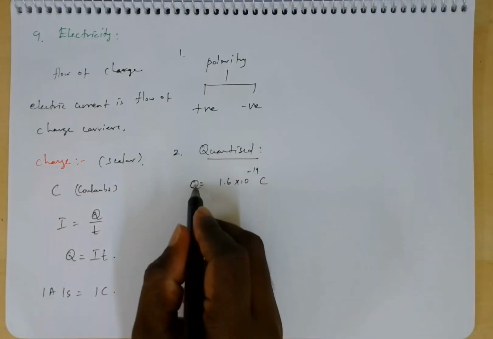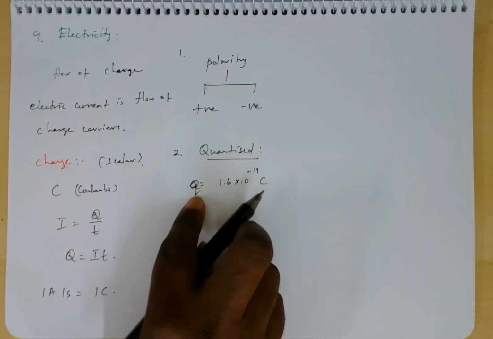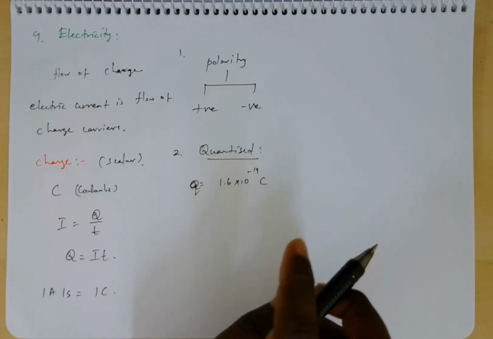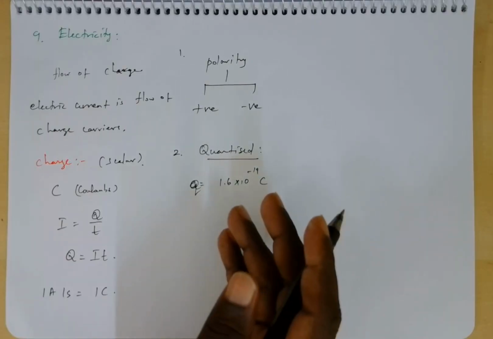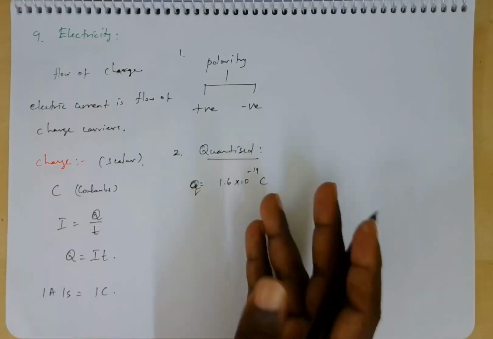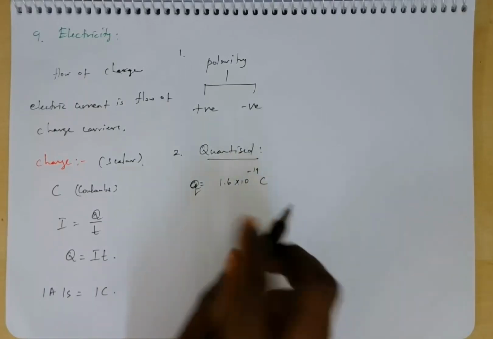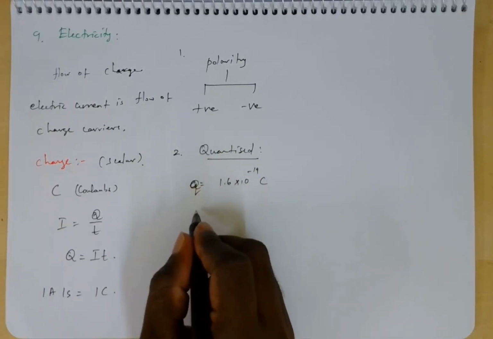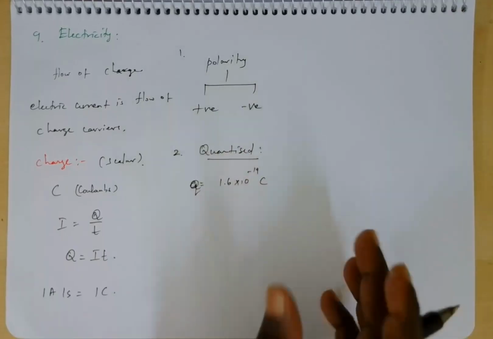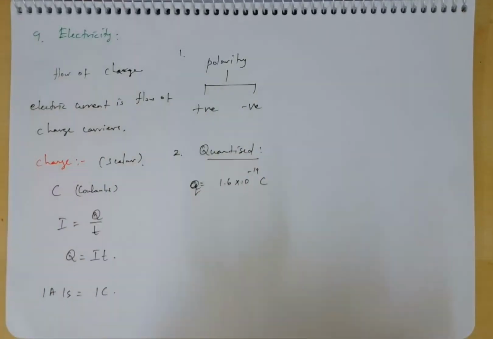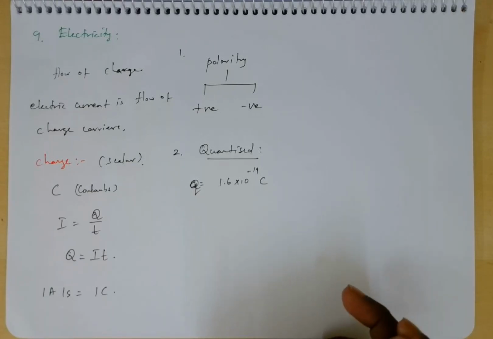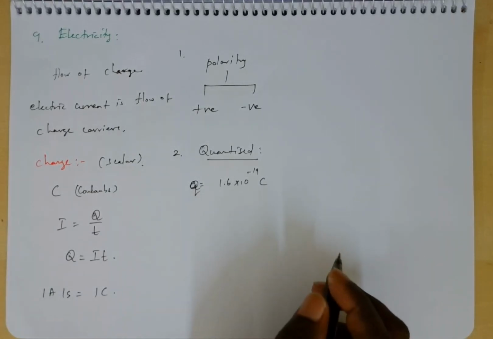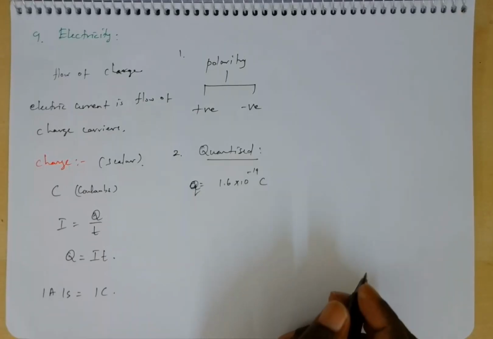So this is small q, the charge of fundamental particles like protons and electrons. We are really interested only in the magnitude. We don't worry or care about the sign, except in atomic physics. Otherwise, wherever we work, we just work with the magnitude.